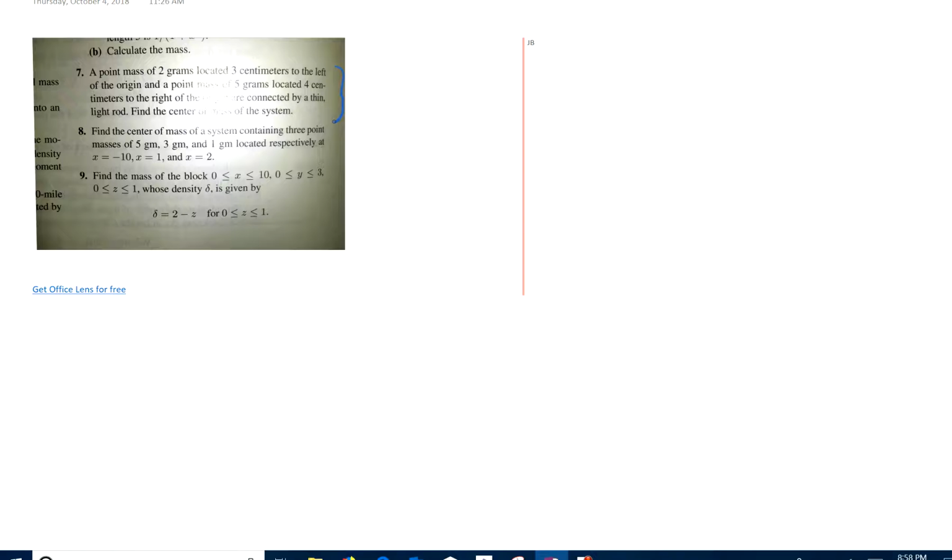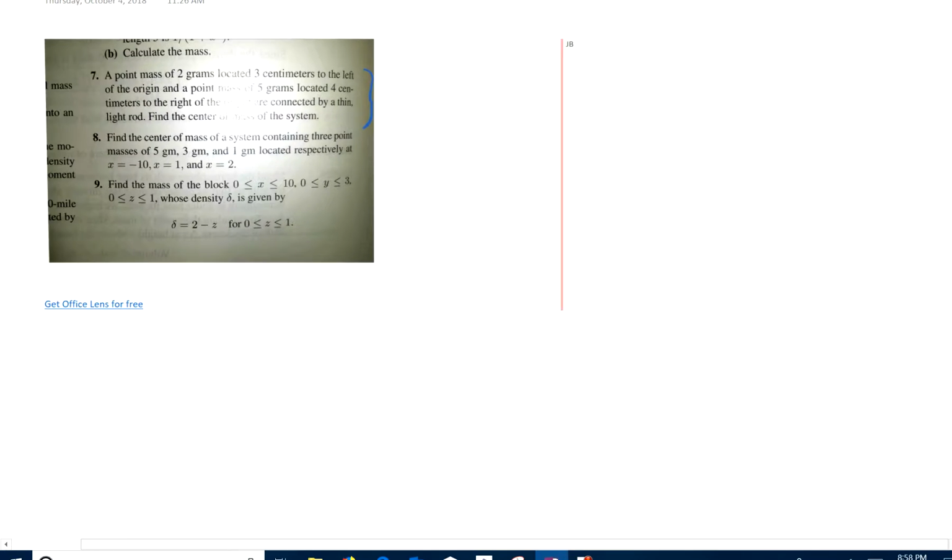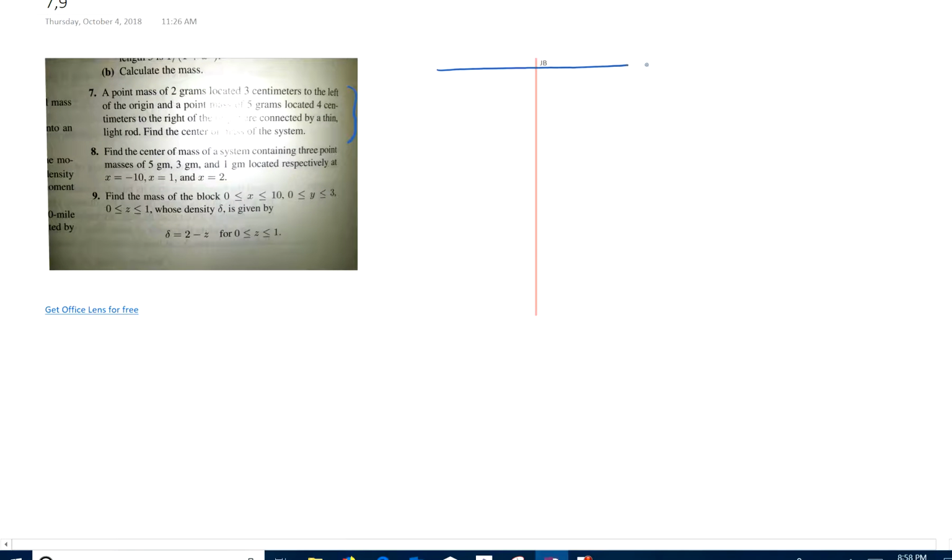Point mass of 2 grams is located 3 centimeters to the left of the origin. Okay, so I'm going to draw a number line here. And here's the origin. So 3 centimeters to the left is 2 grams of mass. Point mass 5 grams is located 4 to the right. And they're connected by a thin light rod. So when they say thin light rod, we mean it's massless, unless they give you information on it. Find the center of mass of the system.